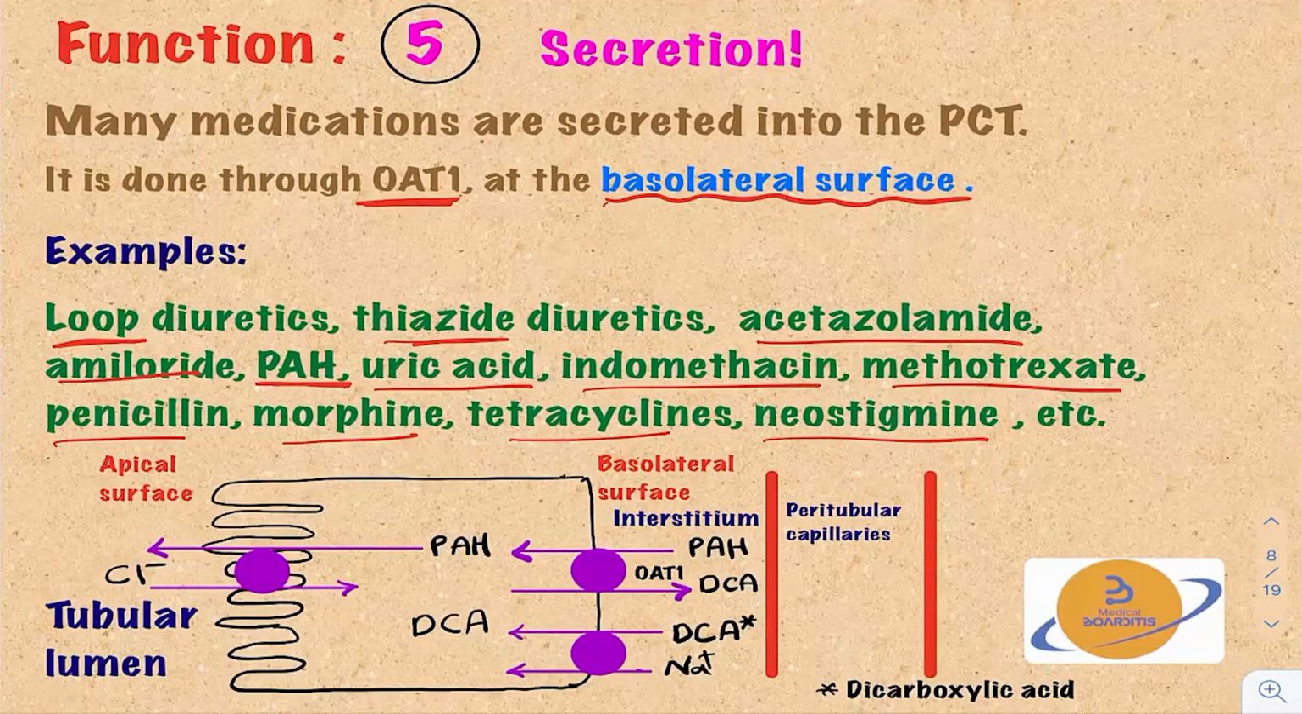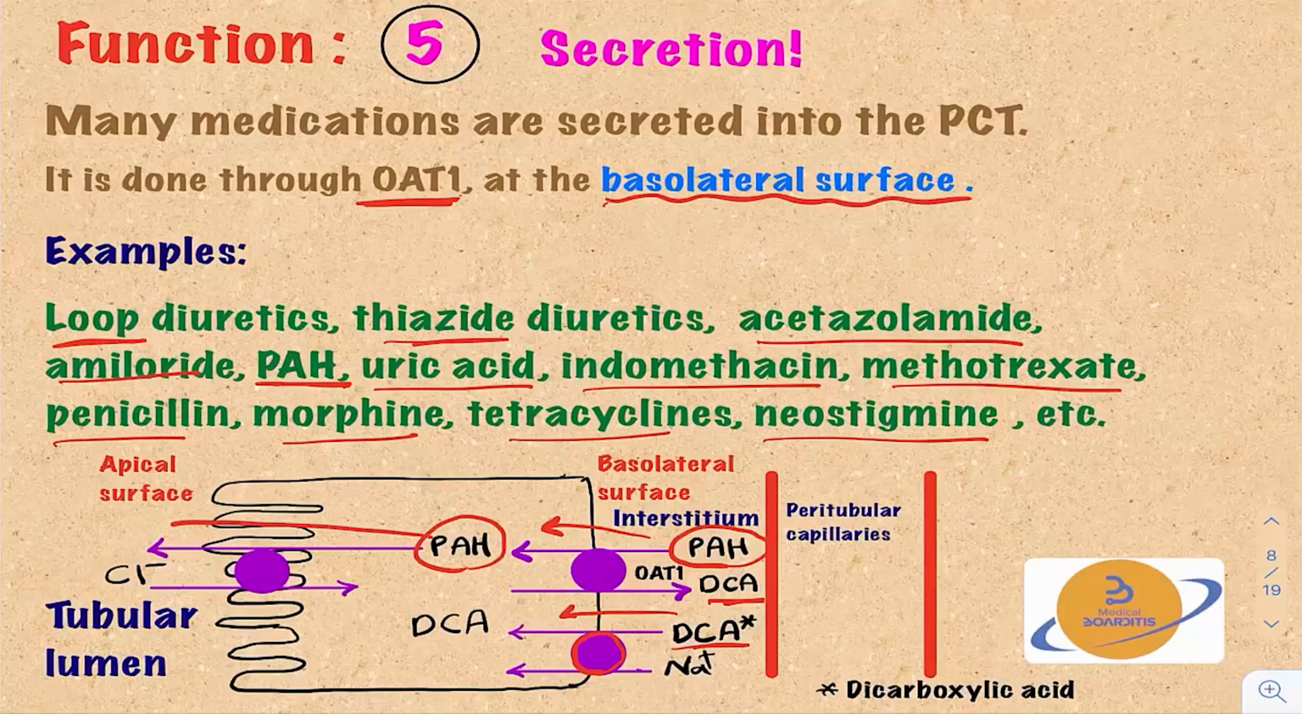The process starts at the basolateral surface with the organic anion transporter moving one molecule of these medications, let's say para-aminohippuric acid, into the inside of these brush border cells in exchange for another substance called dicarboxylic acid. In order to move dicarboxylic acid back into these cells, we use a co-transporter with sodium. Then these medications move into the lumen in exchange for a chloride to maintain electrical neutrality. Remember, these are anions.